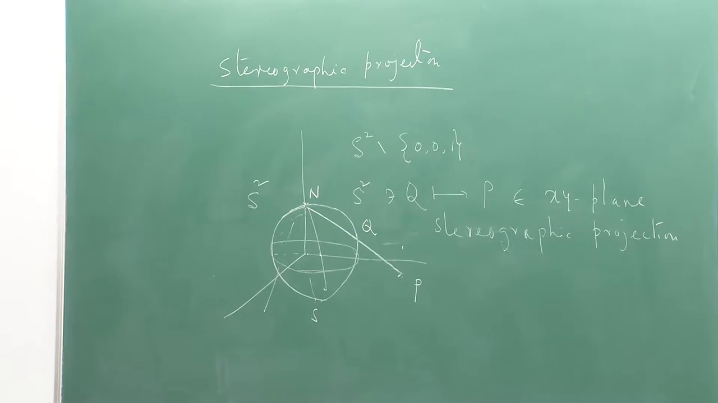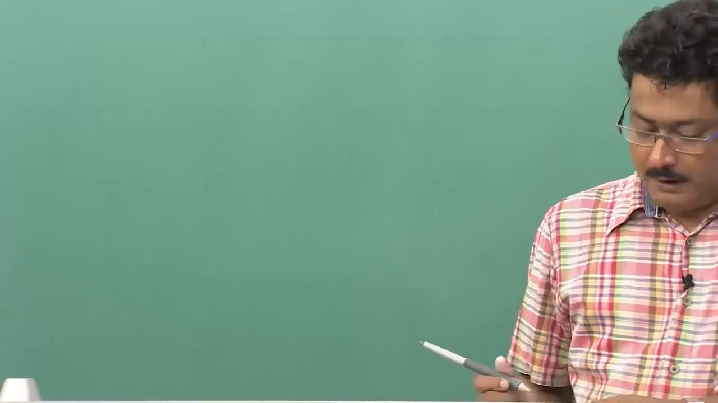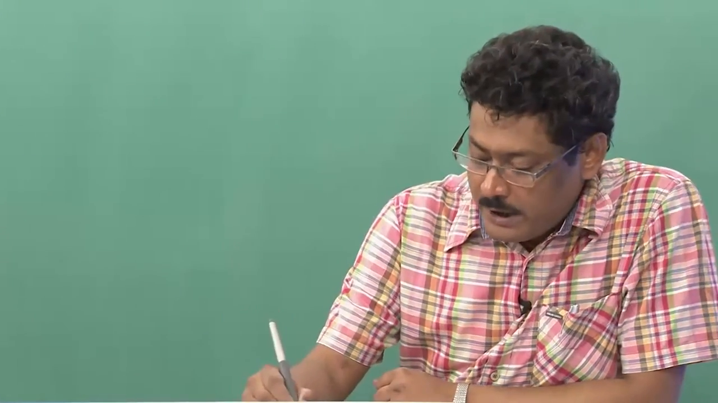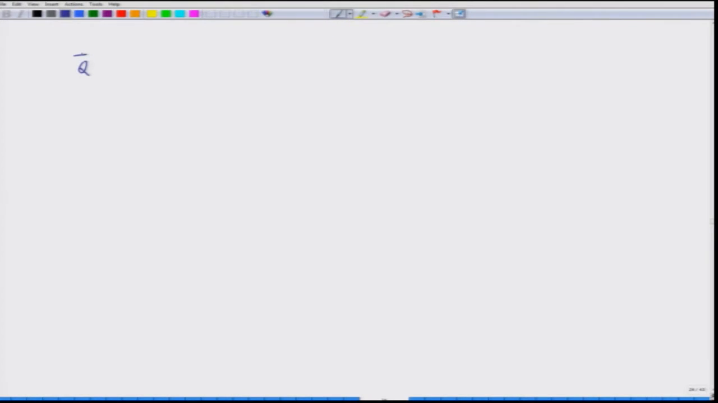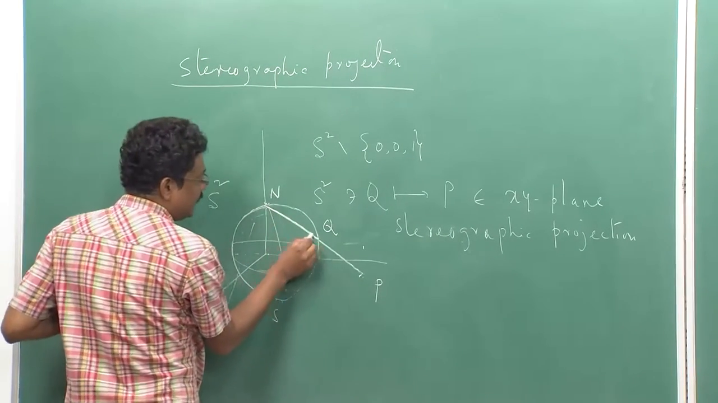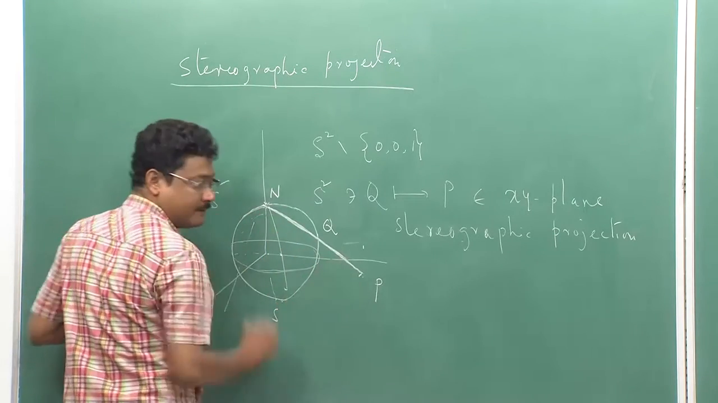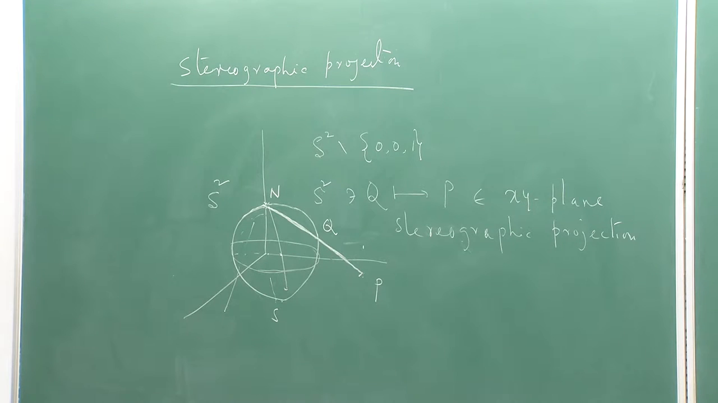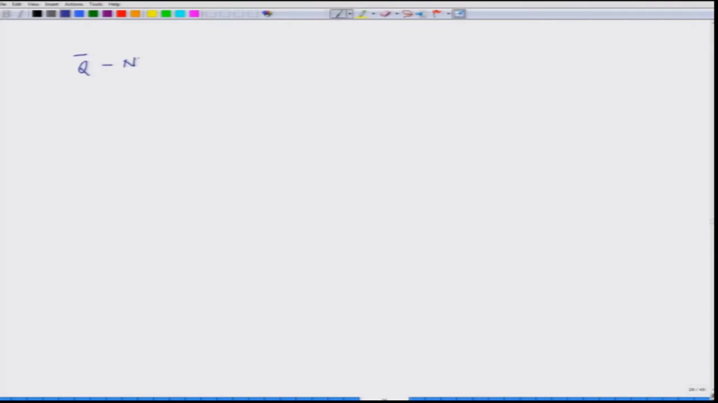Let us do the calculations here. How do these maps look like? If I look at this point Q and this line, the vector Q minus N and the vector P minus N are proportional, they are on the same line. So Q minus the North Pole is some constant times P minus North Pole, for some rho, a constant depending on Q and P.